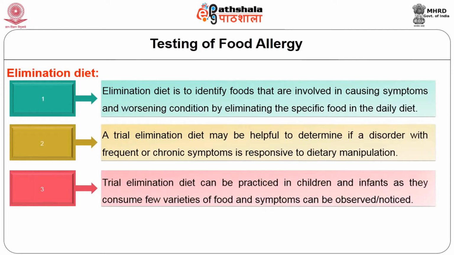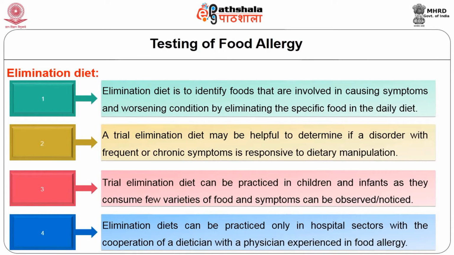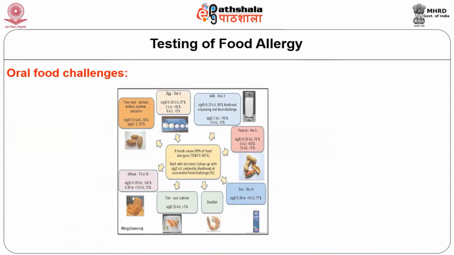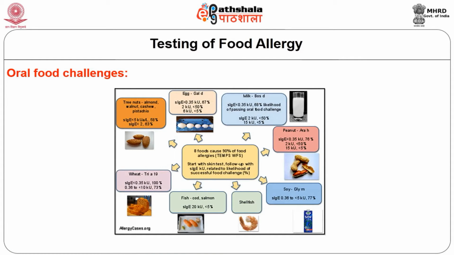manipulation. Trial elimination diet can be practiced in children and infants because they consume few varieties of food and the symptoms can be observed or monitored easily. But this type of elimination diet is very difficult to be followed or monitored in adults because they consume a wide variety of food. Elimination diets can be practiced only in the hospital sectors with the cooperation of a dietitian or the physician. Graded oral food challenge is one of the ways to diagnose adverse food reactions. This is also helpful for the diagnosis of food allergy.